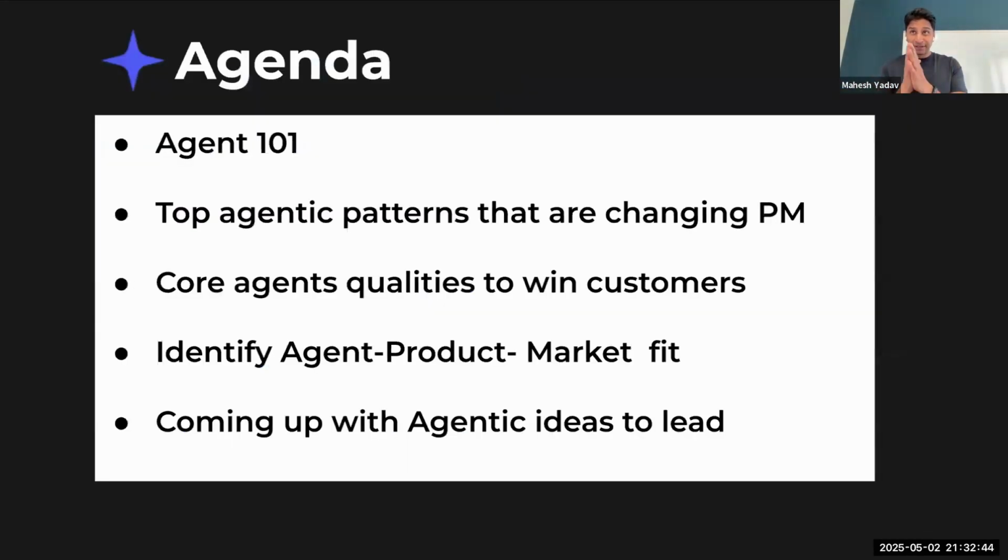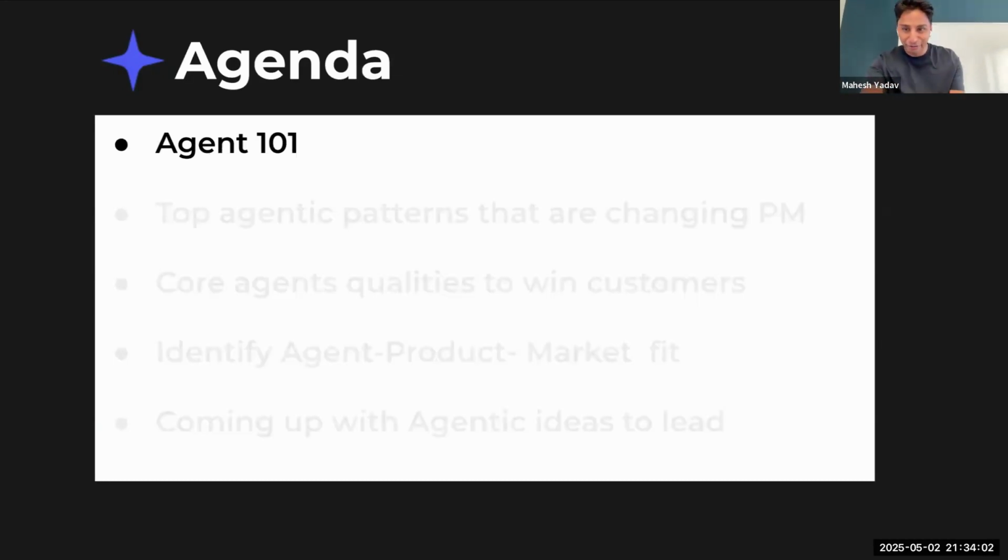But that's the agenda today. If you stay along today, you will learn the basics of agents. You will understand the patterns that are changing the PM space in AI. So what does an AI PM actually do, or what are you supposed to do as an AI PM, and what is changing in that field? You will also be able to identify agent market fit. And then I will share some ideas on how you can come up with ideas for agents. Then I will walk you through some 12 ideas that are very popular that we will be building in coming years. So let's get started. We are 4 minutes down.